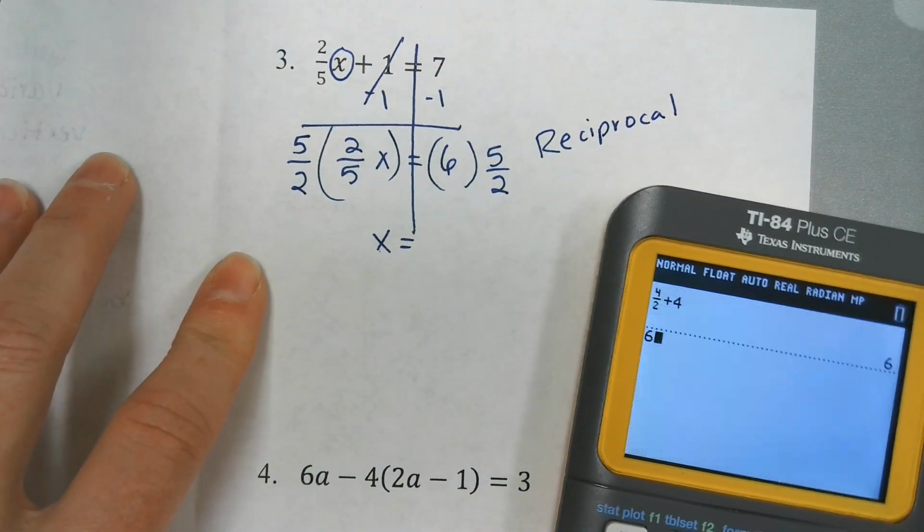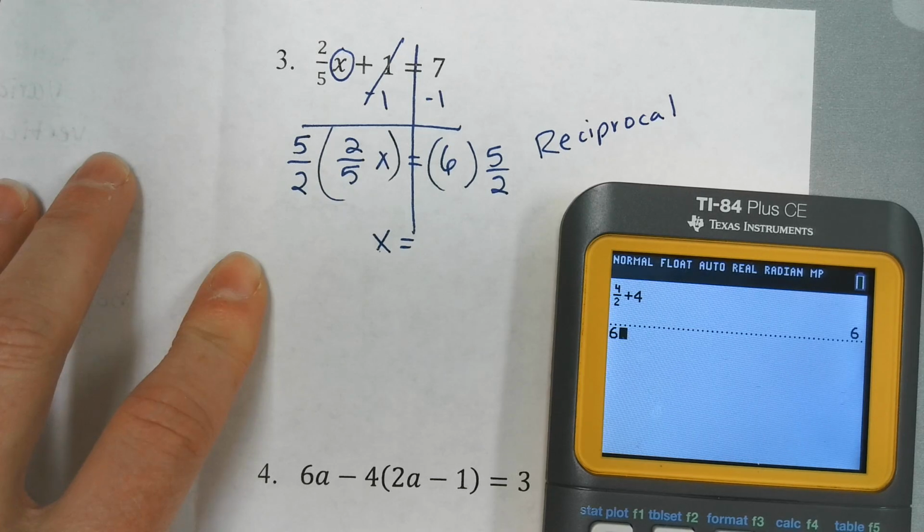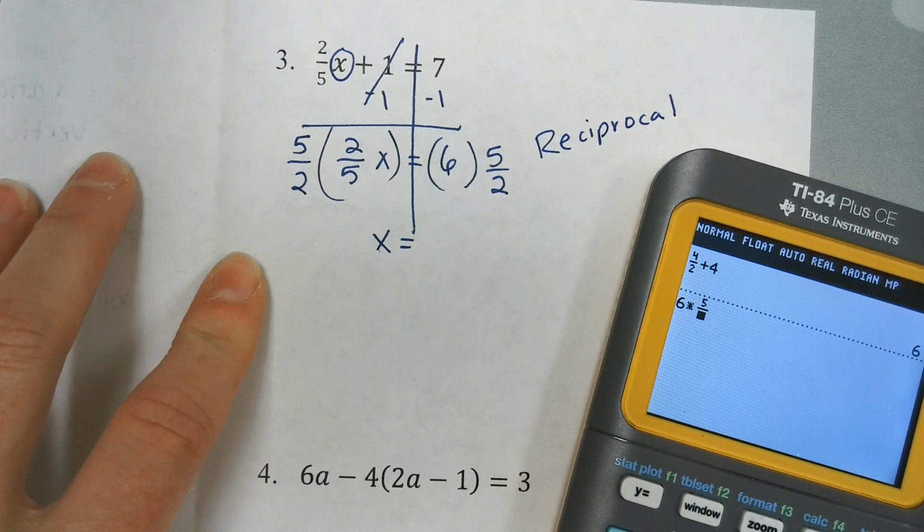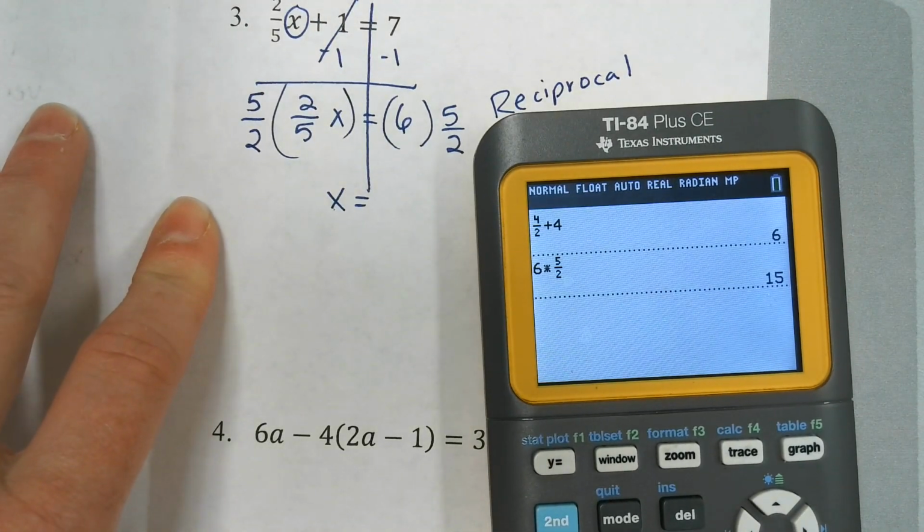So we're going to do 6 times, do the fraction, alpha y equals 5 over 2. And we get 15.